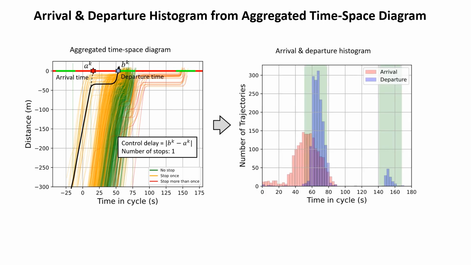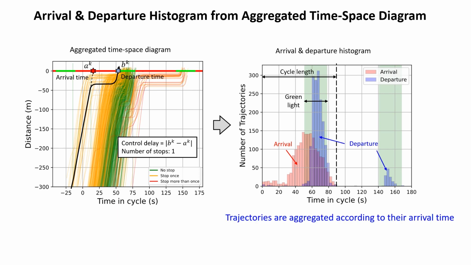The arrival and departure histograms are plotted for all observed trajectories. In this example, the cycle length is 90 seconds. The green split is shaded green, the arrivals are shaded red, and the departures are shaded blue.